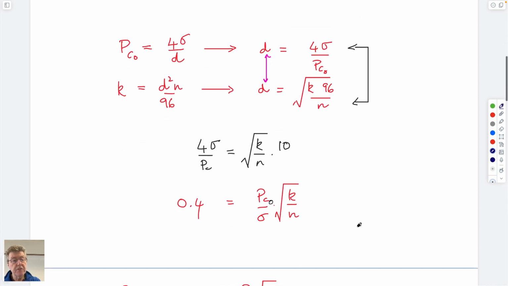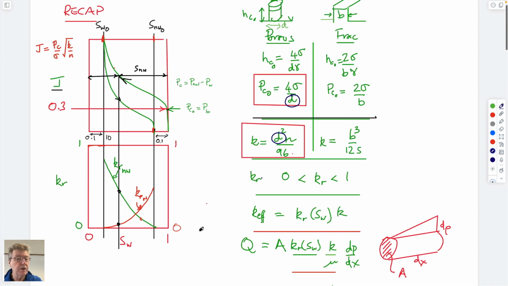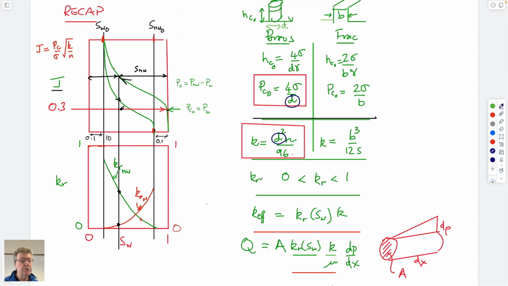And if we manipulate them, we end up getting an expression that is Capri pressure divided by the interfacial tension is equal to the square root of permeability over porosity. And that, of course, is our J function. And this, of course, is the number. We don't quite get 0.3, but this is where it comes from. The number that we have here is the number we got.